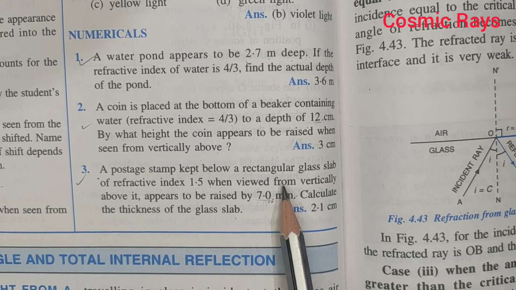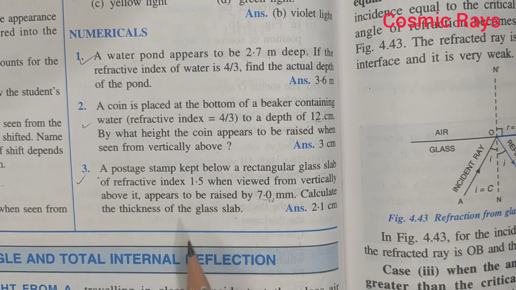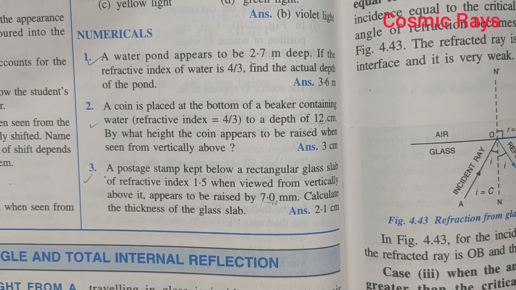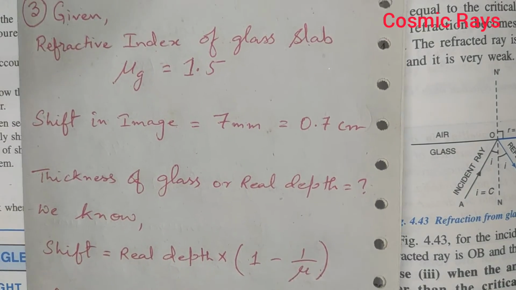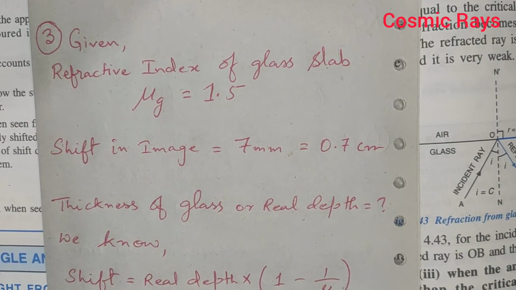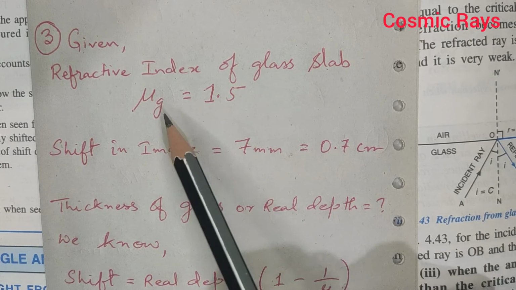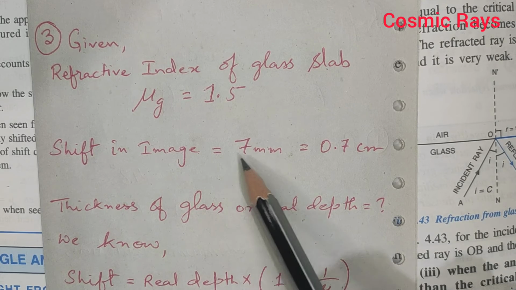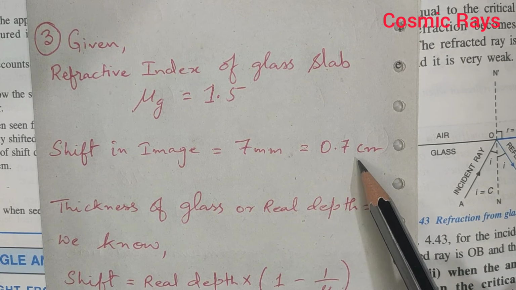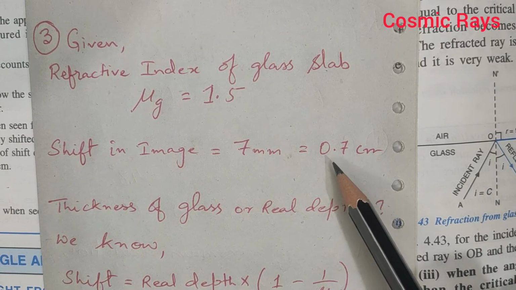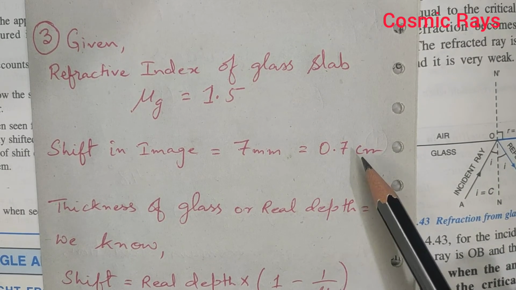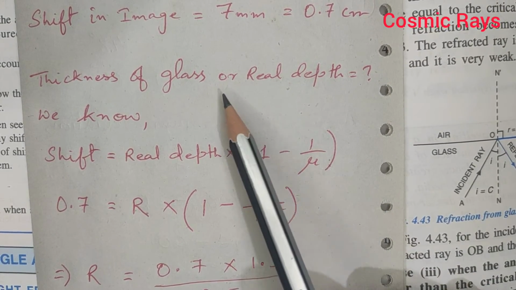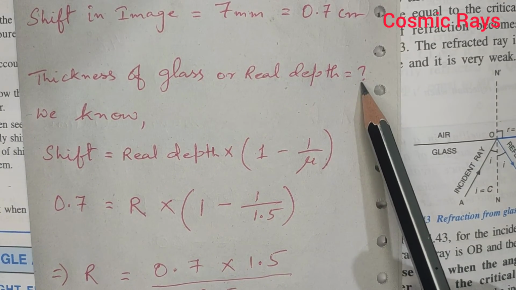Now we have to find the thickness of the glass slab, which is equal to the real depth. So for this, here we have written the given things. The refractive index of glass slab is mu G, that is 1.5. It's given in the question. Shift in the image is 7 millimeter, which is equal to 0.7 centimeter. We just divide it by 10. When you have to convert millimeter to centimeter, you divide by 10. Now the thickness of the glass, which is the real depth, is what we have to find out.